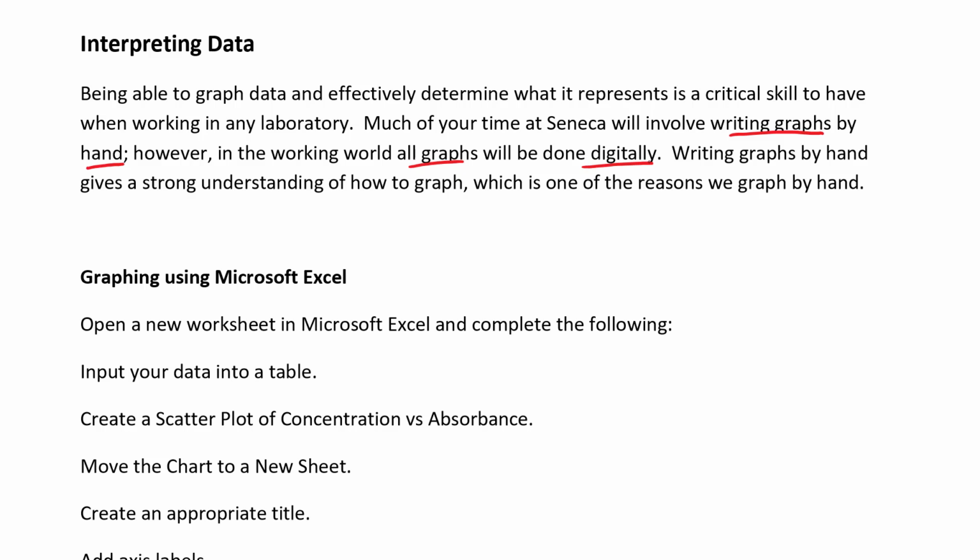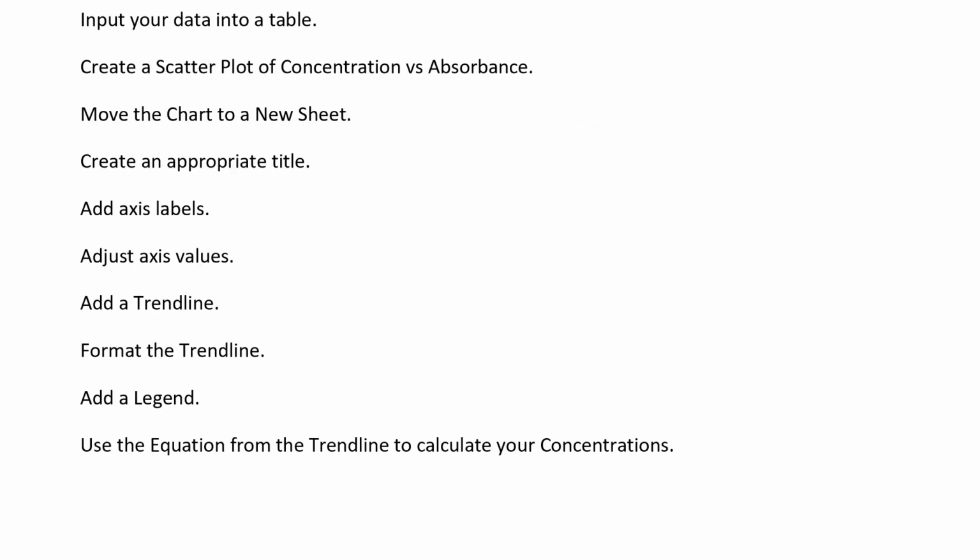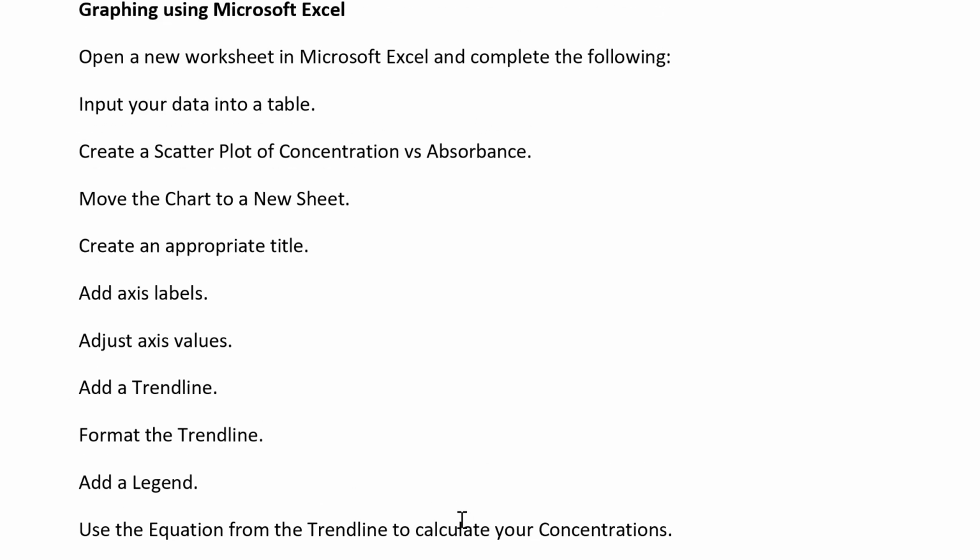What I'm going to do now is I'm going to do the exact same data set, but now I'm going to do it in Excel. I'll walk you through all the steps. Let's try that now. We'll first open up a new worksheet in Excel and then input our data. We'll create a scatter plot using our concentration and our absorbance. We will move that chart to a new sheet so we have more space. We will create an appropriate title. We will add axes. We'll adjust the axes so that we're using the maximum amount of area on the graph. We will add a trend line. We will format the trend line. We will add a legend. And then finally, we'll use the equation we get from that graph to calculate our concentrations of unknowns. Let's show you step by step now.